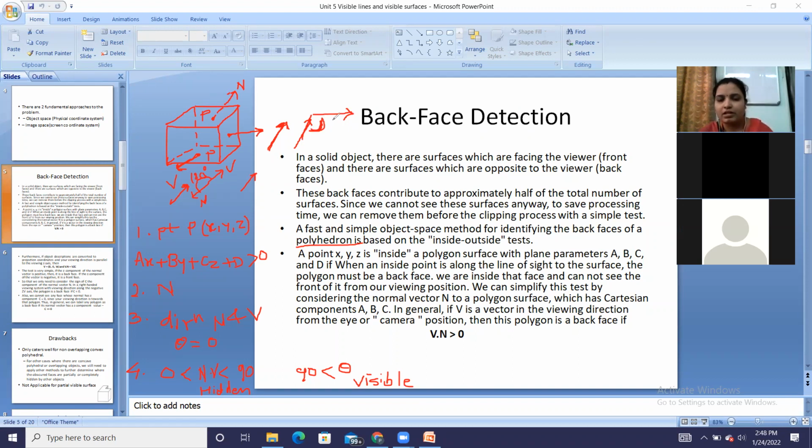So the angle here is greater than 90 and that's why this face is visible. Right? If you take this example, this face, the normal is like this. So the angle between the normal and the viewer, this angle is less than 90 degree and that's why this side is hidden. So this side is hidden.